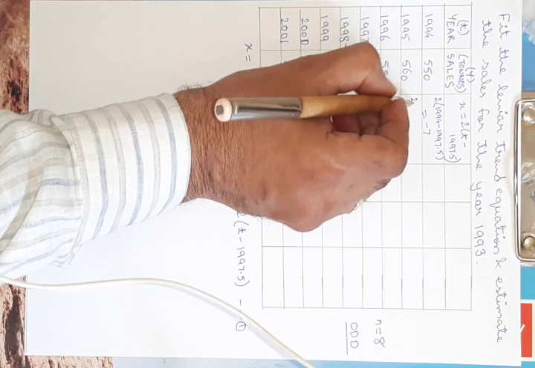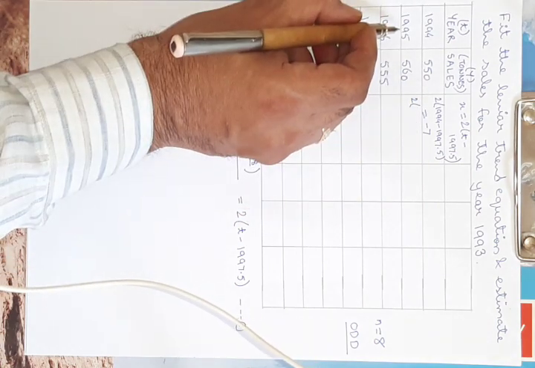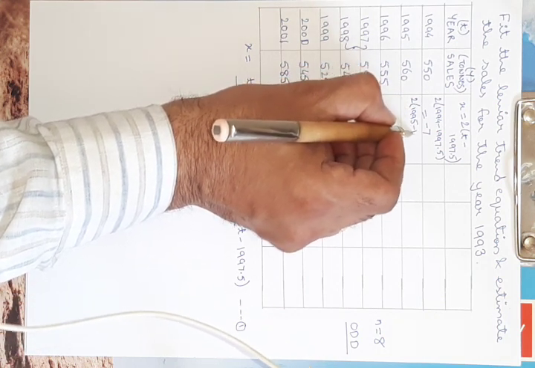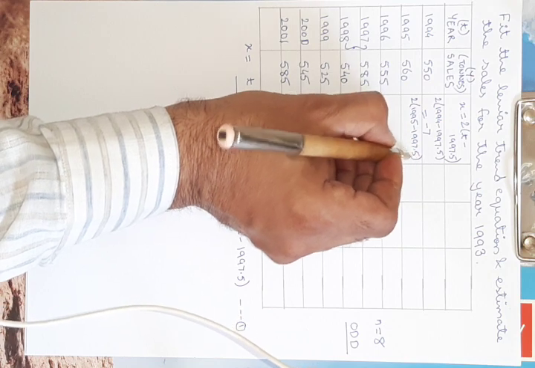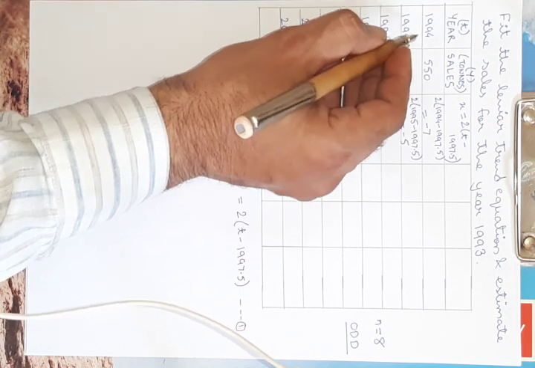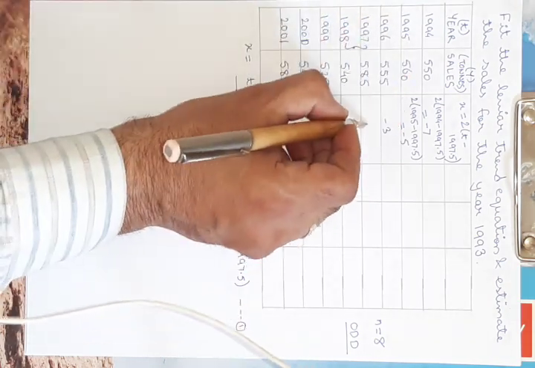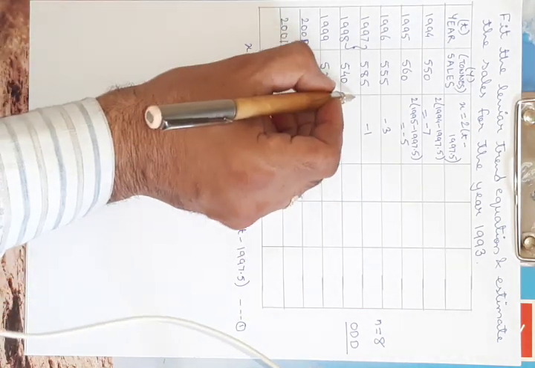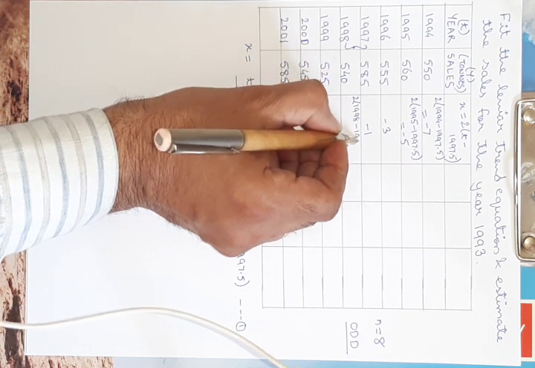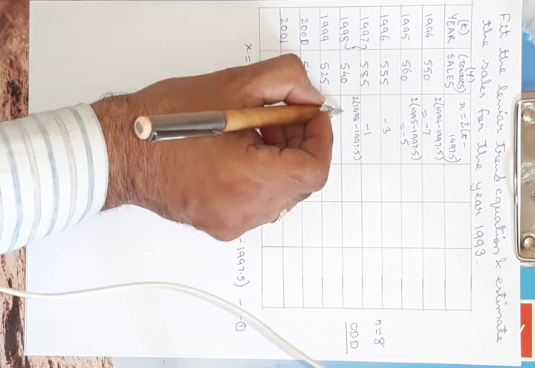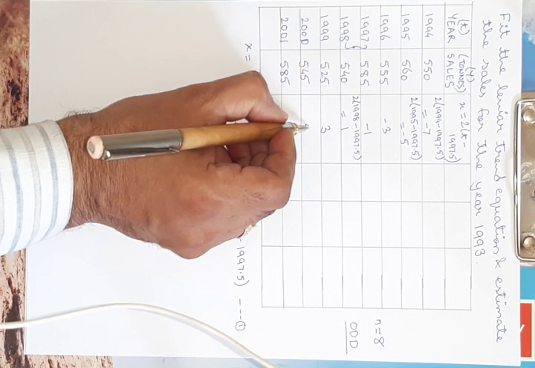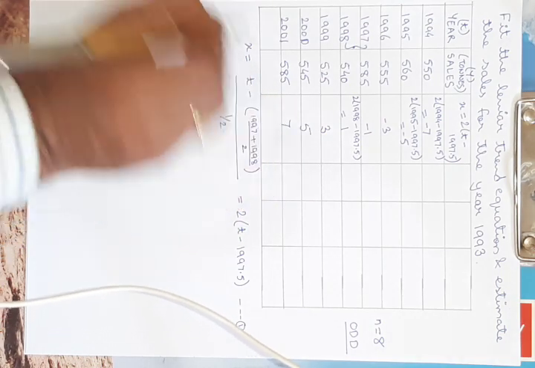Similarly, the second value is 2 into bracket, t is 1995 minus 1997.5, so the value comes out to be minus 5. Similarly, here the value will be minus 3 because the difference is 1. Here the value will be minus 1. Here it will be 2 into bracket 1998 minus 1997.5, so this will be a plus value, that is 1. Here it will be 3. Here it will be 5, and similarly the last value will be 7.